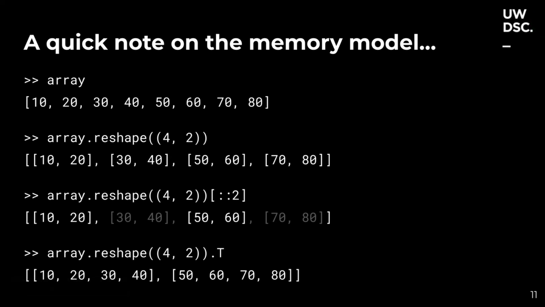This is an important concept: knowing when NumPy is going to take a copy versus when it's going to just interpret the same data in a different way, because it can be the difference between running out of memory and being able to do something. So this is just a brief overview.